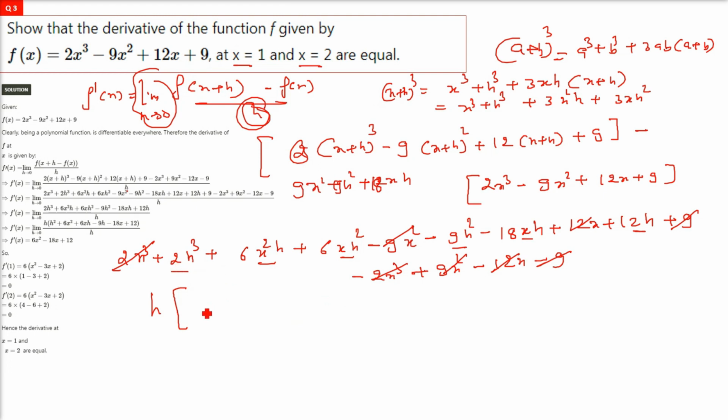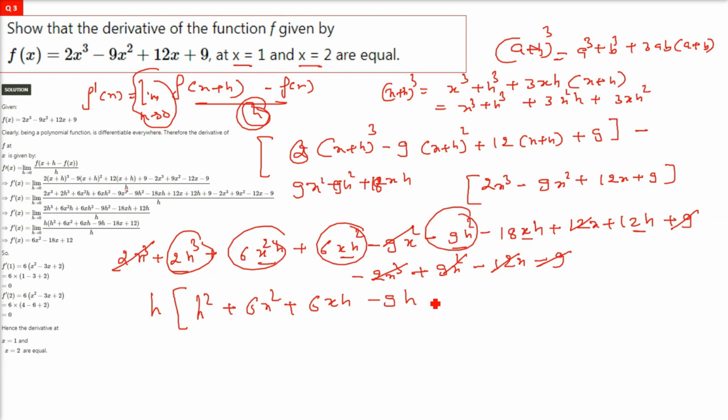And in the denominator it was h already. I'm not writing it, but let me show you what terms we get. h square plus 6x square plus 6xh minus 9h minus 18x, and then we have plus 12. Okay, so all are done.